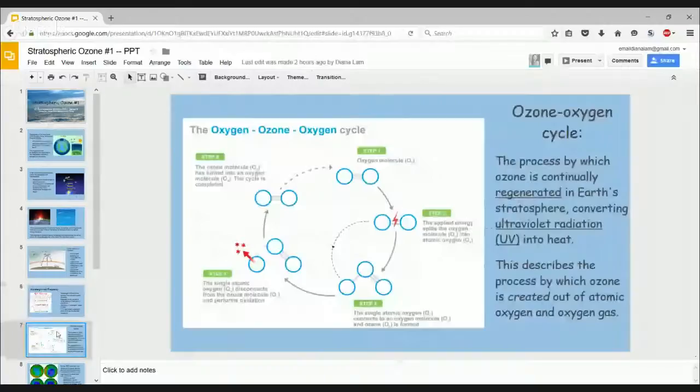Moving on to the next slide, we see that the ozone-oxygen cycle describes the process by which ozone is created out of atomic oxygen and oxygen gas. With UV radiation, an oxygen molecule, O2, is split into 2 atomic oxygens. Atomic oxygen combines with diatomic oxygen to make ozone, O3. Then, the single atomic oxygen disconnects from O3 and performs oxidation, forming an oxygen molecule O2 once again.